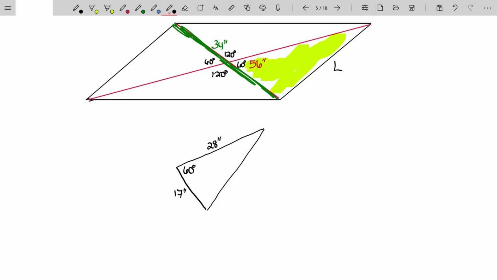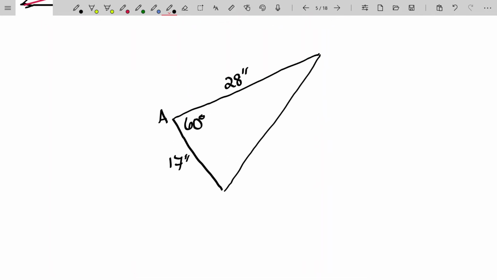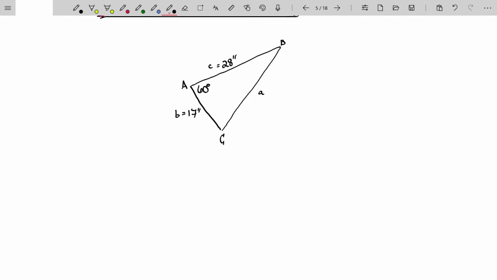I recommend actually labeling things just to make your life a little bit easier. So I'm going to label this angle A, angle B, angle C. It doesn't really matter how you label them. And therefore this is side A, this is side C, and this is side B. And then I make my table. So angle A was given to us as 60 degrees. Angle B we don't know, and angle C we don't know.